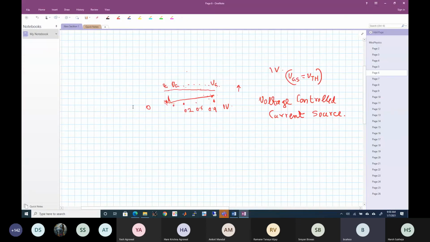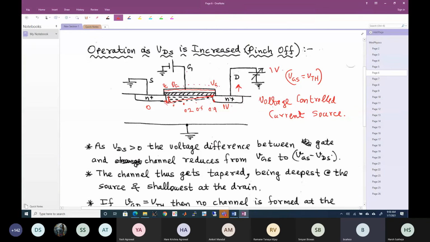Okay, but the amount of current flowing is a function of the amount of charge underneath the gate, and the charge underneath the gate is controlled by the gate voltage. So the amount of current flowing between drain and source is controlled by the gate voltage, and that's why the transistor behaves like a voltage controlled current source, or VCCS.